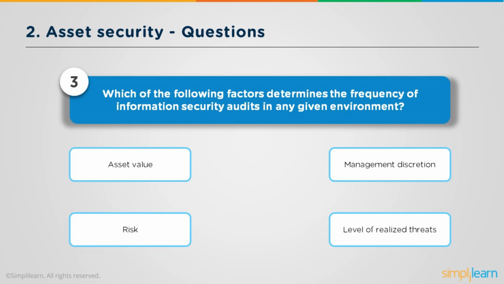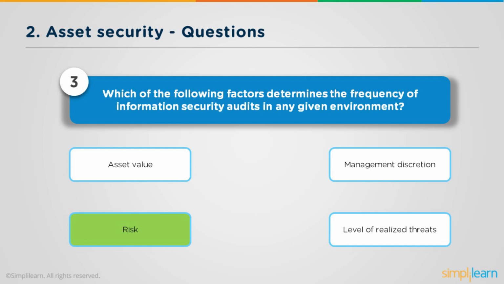Which of the following factors determines the frequency of information security audits in any given environment? So the age-old question, for you to remain secure, how often do you want to conduct a security audit to verify your vulnerabilities, your penetration tests, to verify your security controls are working properly? So would it be dependent upon asset value, the risk-based approach, management discretion, or level of realized threats? And here the answer to that question is risk. The moment a risk is identified, for example, at what various stages would a security audit be triggered for an individual asset as well? And that can be tied down to incident management, change management, and problem management.